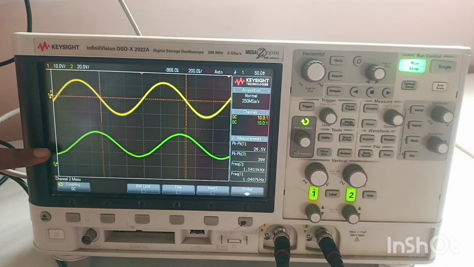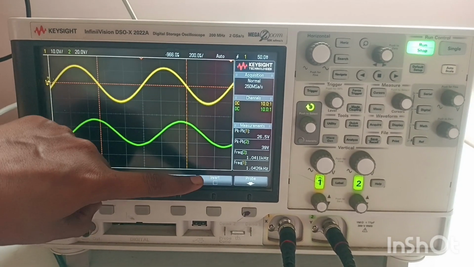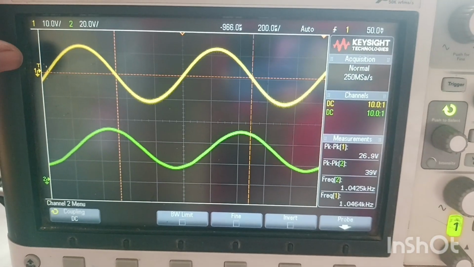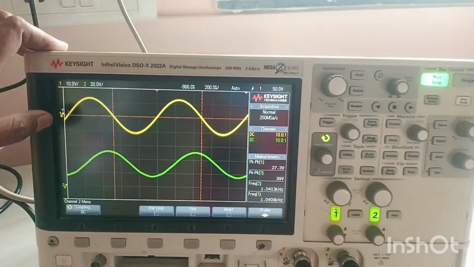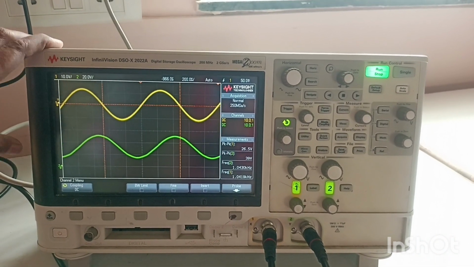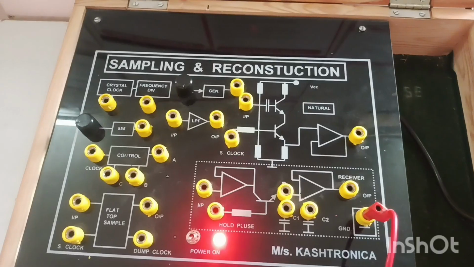This green color shows the reconstructed signal, which has approximately the same peak to peak amplitude and frequency as that of the analog signal, and we can observe here the reconstructed signal is somewhat delayed but reconstructed properly. So this is the natural sampling.